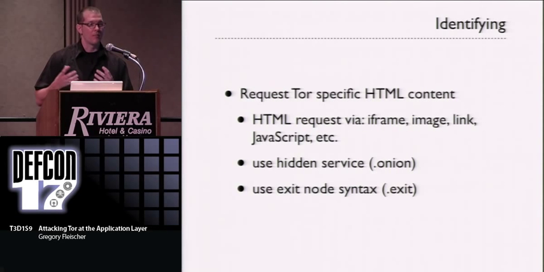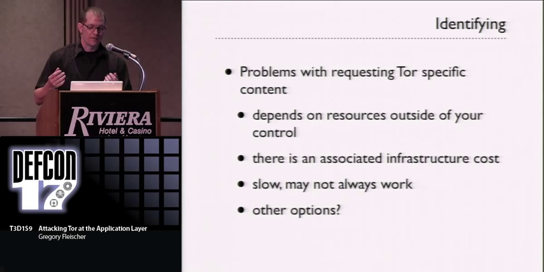Another approach, at more of a higher level at the application layer, is that we can request specific content through HTML, iframes, images, links, whatever, using some special syntaxes that Tor supports internally. To get to hidden services, you use .onion. To make a request through a specific exit node, you use fingerprint.exit. So if a user is not using Tor, then they're not going to be able to retrieve these resources, and you can test for this using onload events on image tags and on iframes.